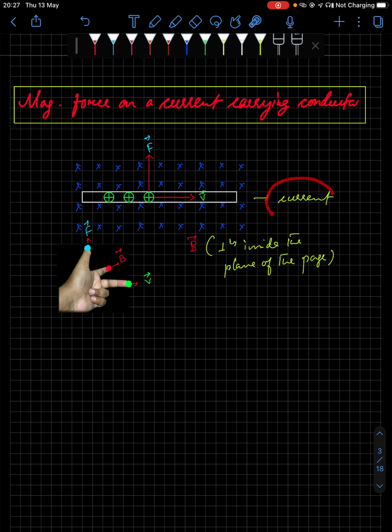In such a case, the current is along the right, and the magnetic field is perpendicularly inwards. So if you apply Fleming's left hand rule, fixing the velocity vector with the middle finger towards the right and the magnetic field perpendicularly inwards the page, then the force is in the upward direction, right?